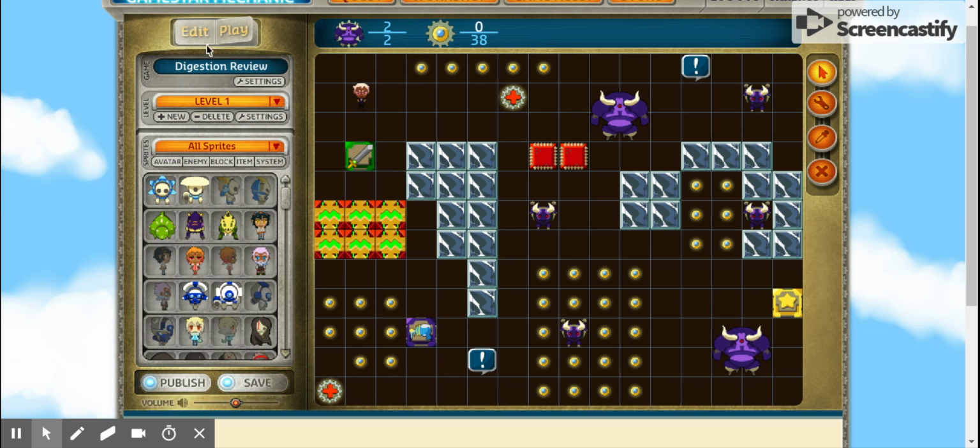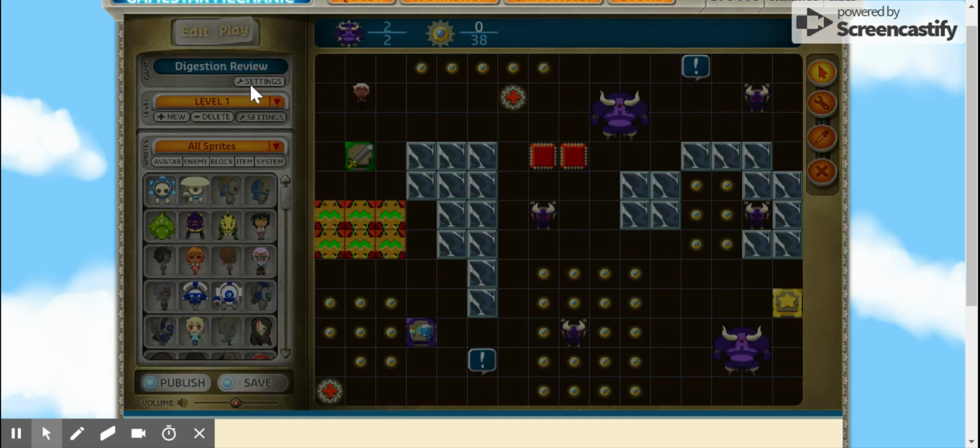The way I have this leveled out is that I made 3 different levels, and each level has the gaming component with instructions of how many coins, enemies, and time limits to complete in each level, with the instructions in our description. So let's check that out. We go to our digestion review game.